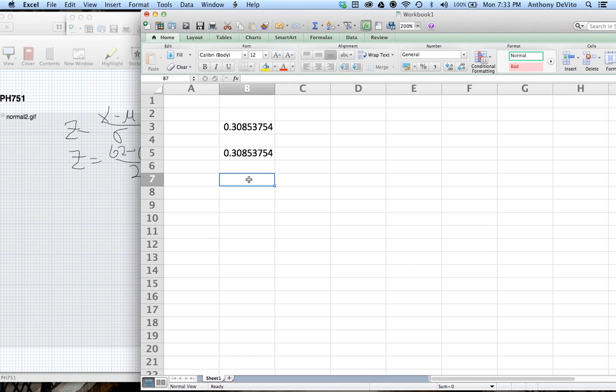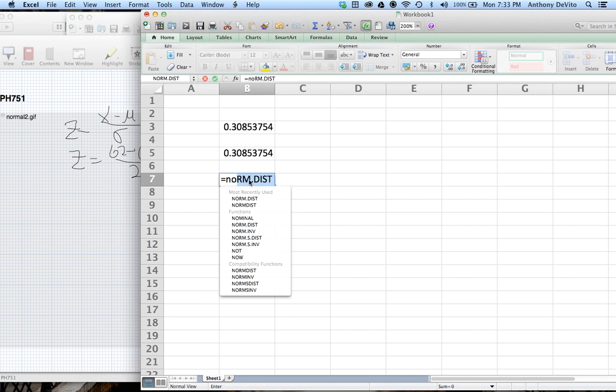Now, let me ask you something. What if I wanted to know what the value would have to be that would give me an area below that value of 30.84%? In other words, maybe I want to do it the other way. I have an area. What's the value that I have to have for height that would give me a probability of 30.84% of having someone below that height? Well, we have something called norm inverse.